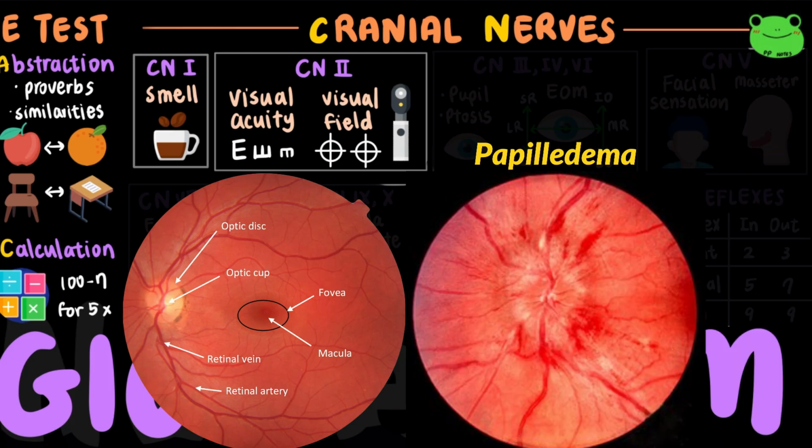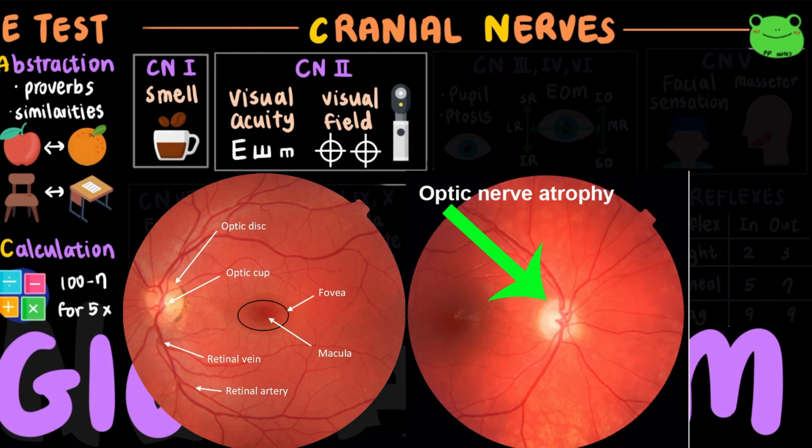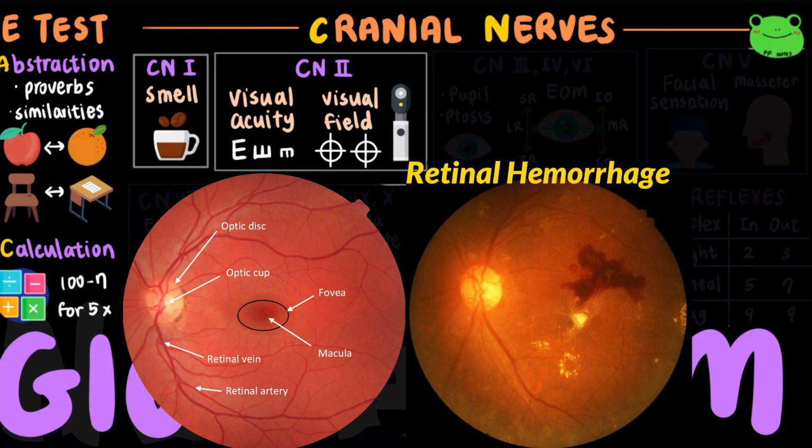Look for papilledema, which may indicate raised intracranial pressure, optic atrophy, suggesting optic nerve damage, and retinal hemorrhages or exudates, which can reflect vascular or systemic disease.